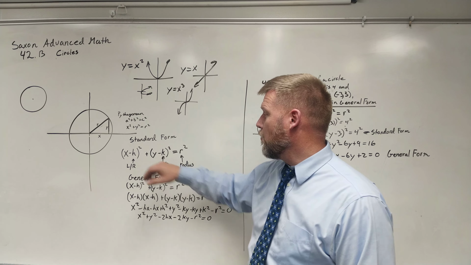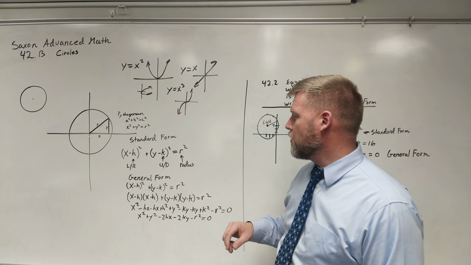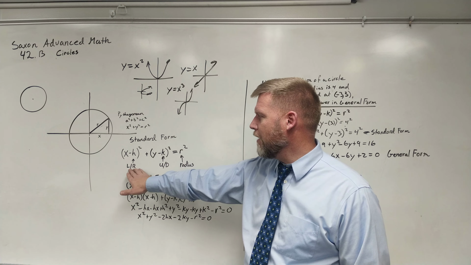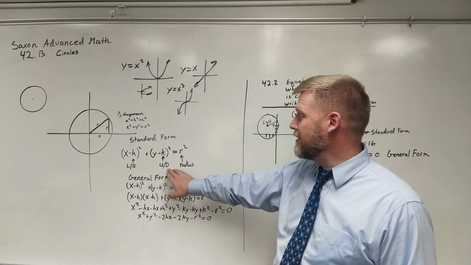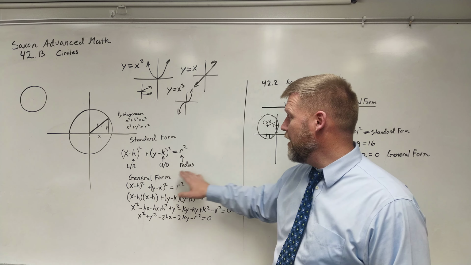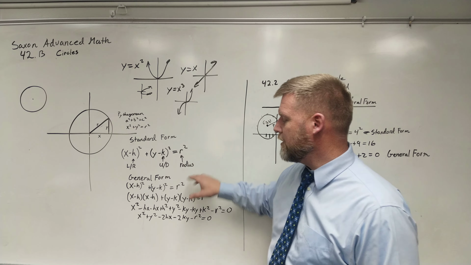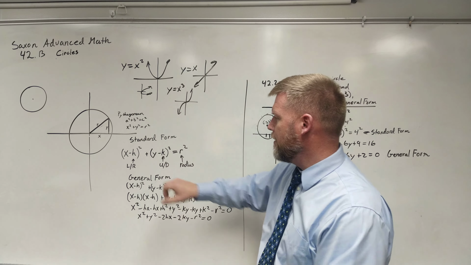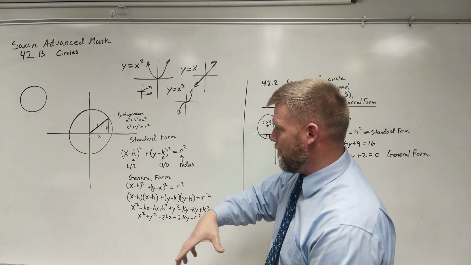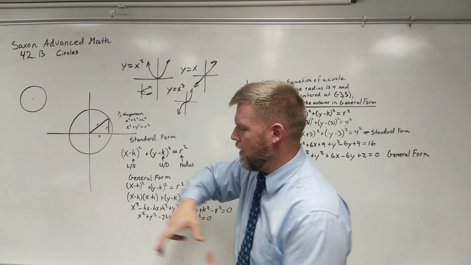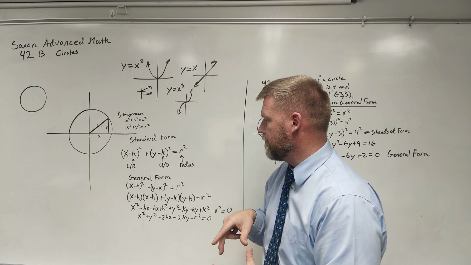X minus h squared plus y minus k squared equals r squared. This is my left and right steering wheel. This is my up and down steering wheel, if you want to think of it that way. And this is my radius. So this is how big the circle is going to get. This is how far up and down that circle will shift. This is how far left and right the circle will shift.